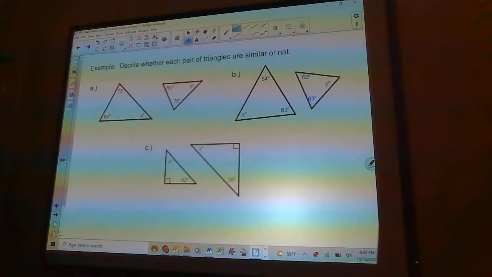Okay, so decide whether each pair of triangles are similar or not. So I'll let you pause the video here, check these, see what you think. Jump back on here, and then we'll go through them.